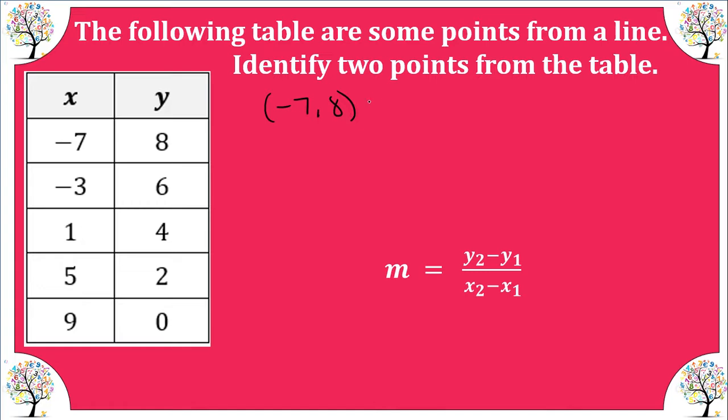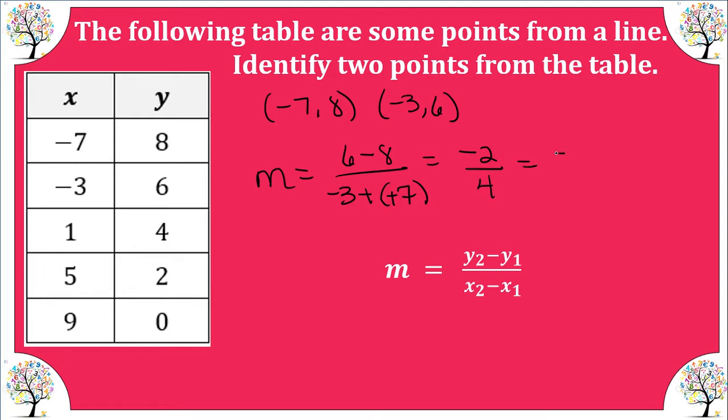(-7, 8) and (-3, 6). 6 minus 8 over -3 minus -7. I have -2 over 4, and we always simplify. So this is going down 1 and right 2. And again, as my x's increase, the y's decrease, giving me that negative slope.